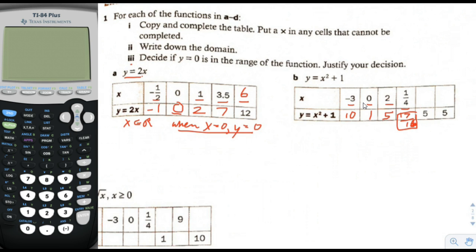What about 5? What's the value of x that would give 5? Let's see, to get 5, x squared would have to be 4, so I could put x equals 2, I could put x equals -2. Either one of those would give me a y equals 5.